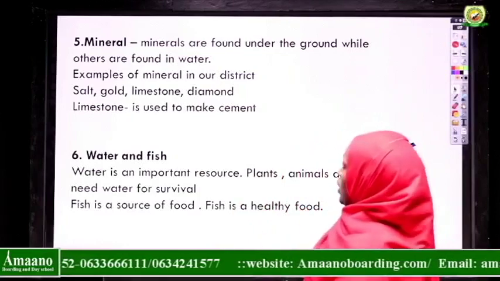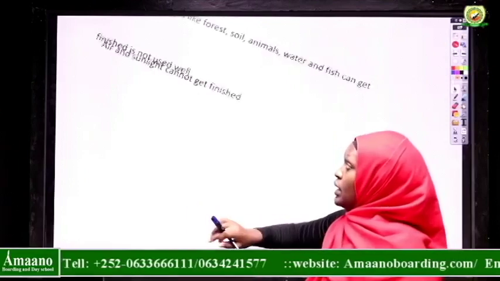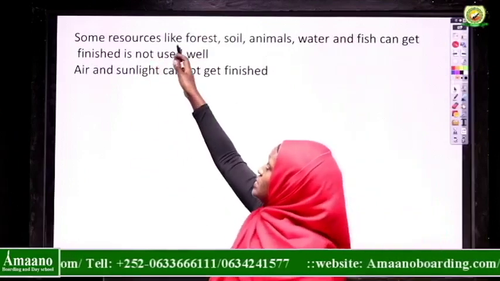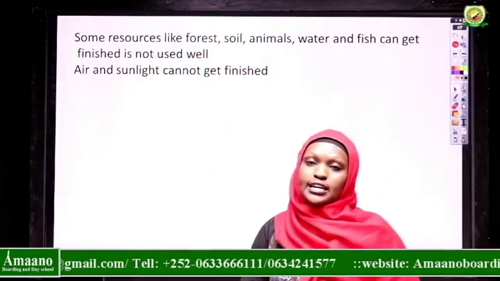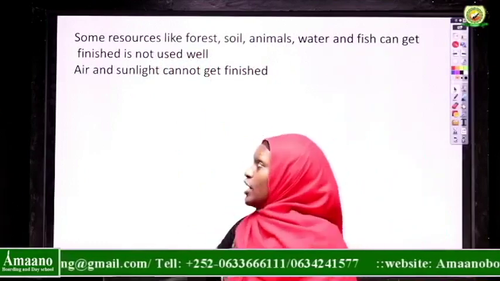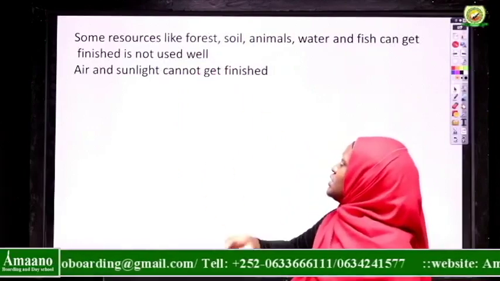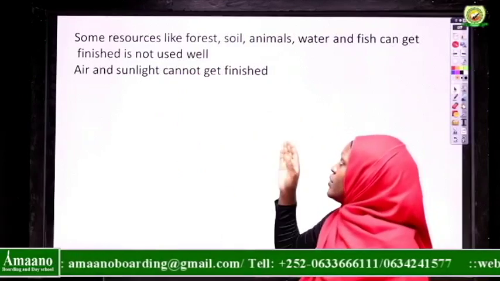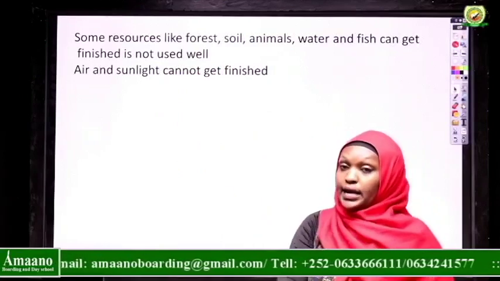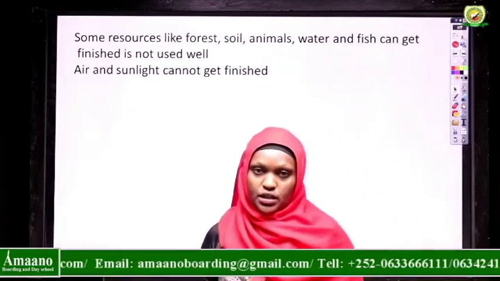So now let's remind. We say some resources like forest, soil, animals, water, and fish can get finished. If you fail to take care of, if you misuse these resources, they will get finished. If you keep on cutting the trees, maybe you're using the soil in a wrong way, these resources will come to an end. It will reach a time and you don't have any resources in the district.